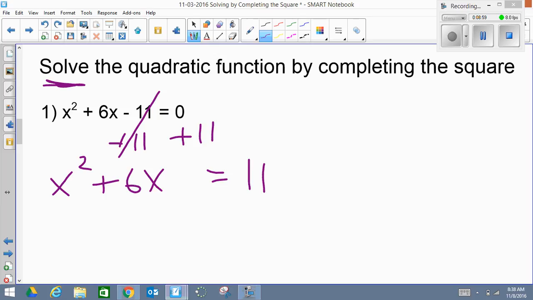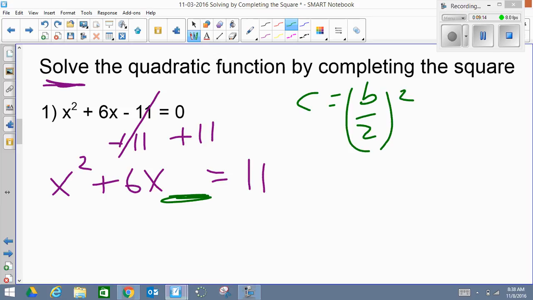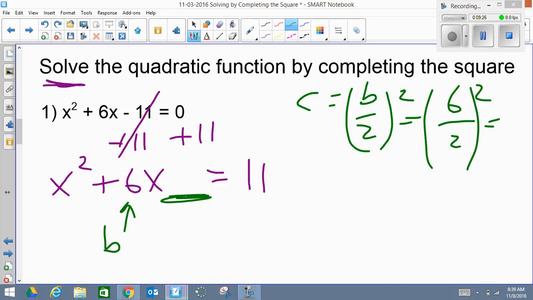Now, if you notice, I have a blank. That's the space for the value of c. Let's find the value of c. My value of c is equal to b over 2 to the second power, where b is 6, so 6 divided by 2 to the second power. 6 divided by 2 is 3, to the second power is 9. So the value of c is 9.